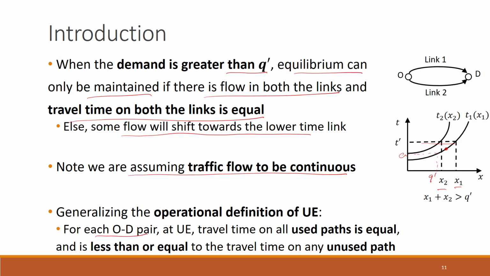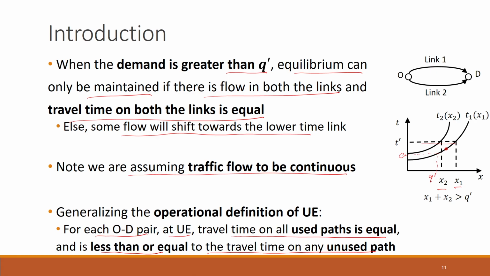For each OD pair at user equilibrium, the travel time on all the used paths is equal and is less than or equal to the travel time on any unused path. What does that mean? Now that we have taken a look at both of these two cases, let us go through these one by one.